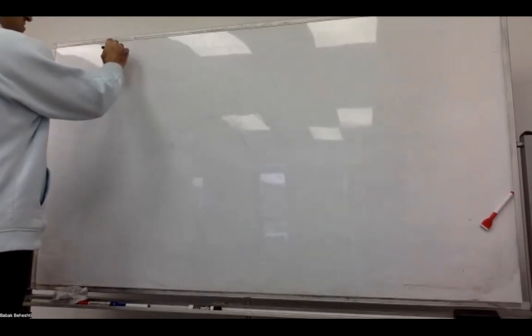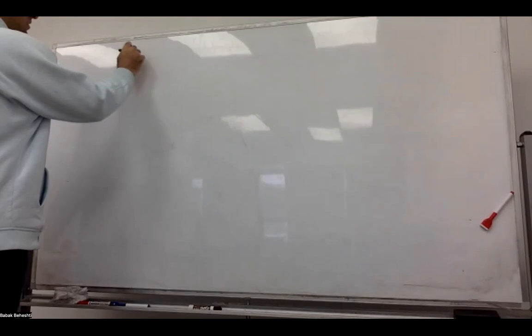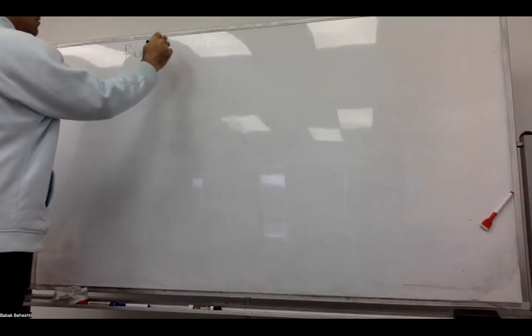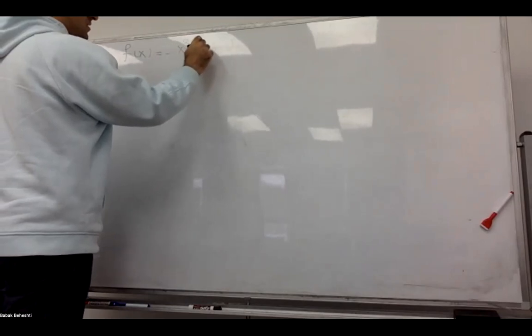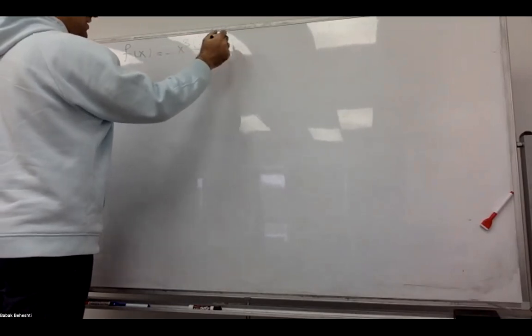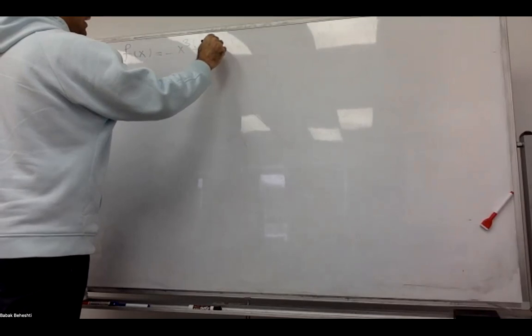So f of x is minus x cubed plus 3x squared.